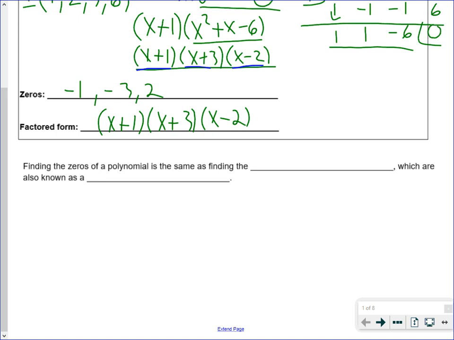So finding the zeros of a polynomial is the same as finding the solutions, which are also known as roots. Okay? So solutions, roots, x-intercepts, zeros, whatever, they're all, for the most part, pretty interchangeable. They all refer to basically the same thing, okay?